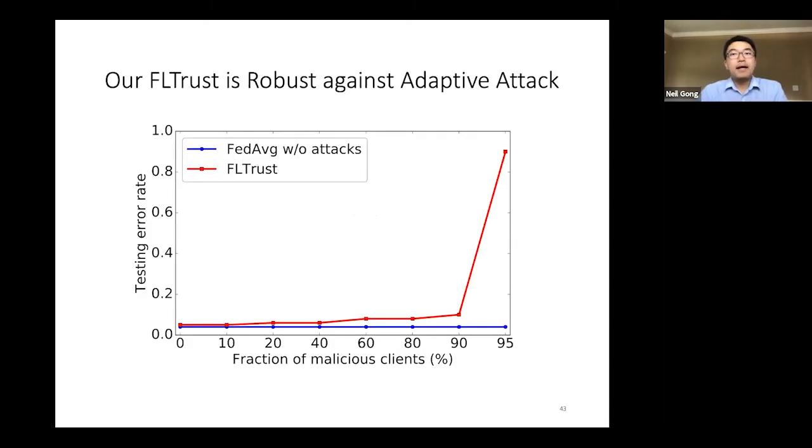This figure shows that our FLTrust is also robust against such an adaptive attack. The x-axis is the fraction of malicious clients. The y-axis is the testing error rate of the global models. This curve corresponds to FedAvg under no attack. And this curve corresponds to FLTrust under such adaptive attack. As we can see from this graph, FLTrust under the adaptive attack and FedAvg under no attack can achieve similar testing error rates when up to 90% of clients are malicious.